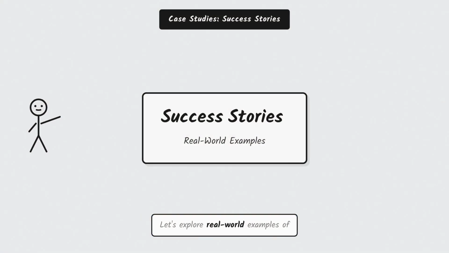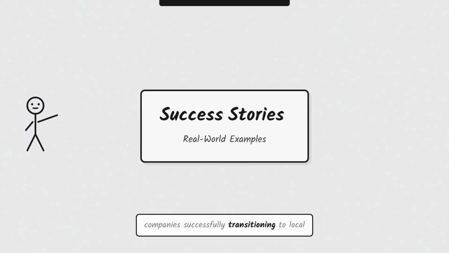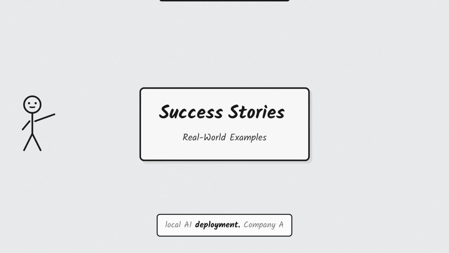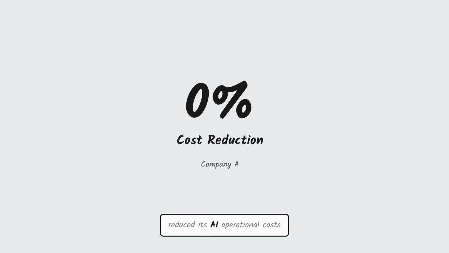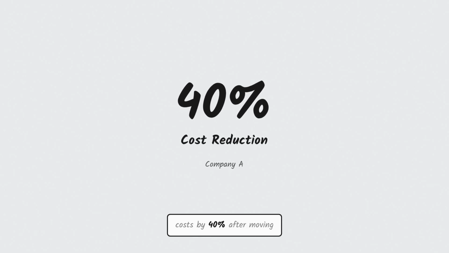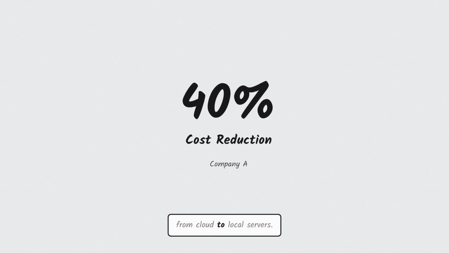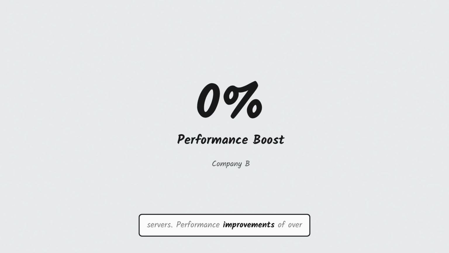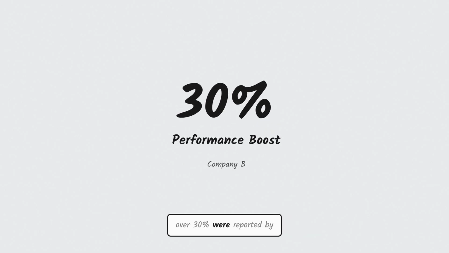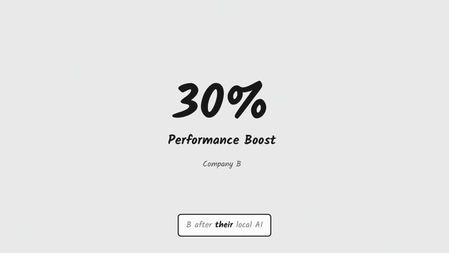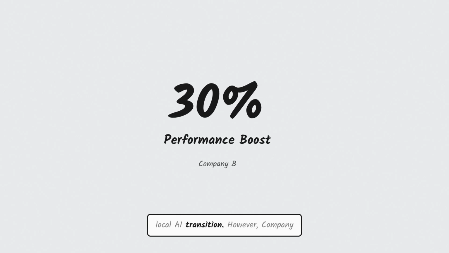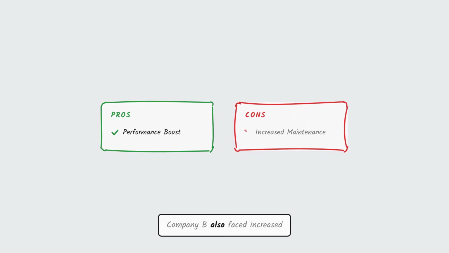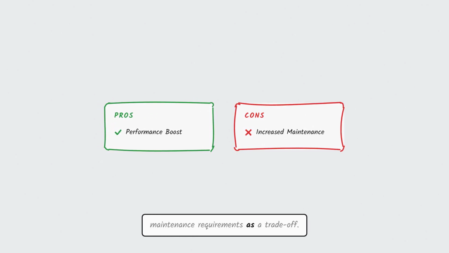Let's explore real-world examples of companies successfully transitioning to local AI deployment. Company A reduced its AI operational costs by 40% after moving from cloud to local servers. Performance improvements of over 30% were reported by Company B after their local AI transition. However, Company B also faced increased maintenance requirements as a trade-off.